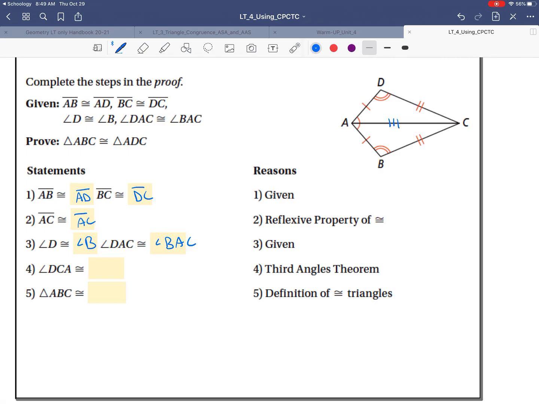Reflexive property. Because of the third angles theorem, I've got two angles of one triangle congruent to two angles of another. Therefore, the third angle is congruent. So I can say that these two angles are congruent to each other: angle DCA is congruent to angle BCA. Now the two triangles are congruent, and if I list it as ABC, that's got to be congruent to ADC. So some proofs will have you filling in the statements.